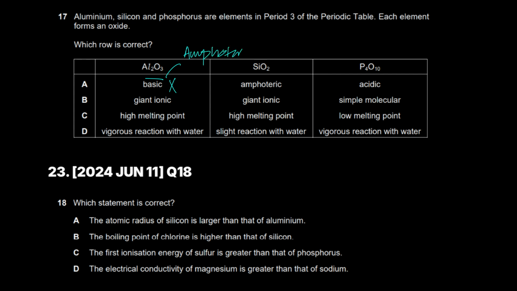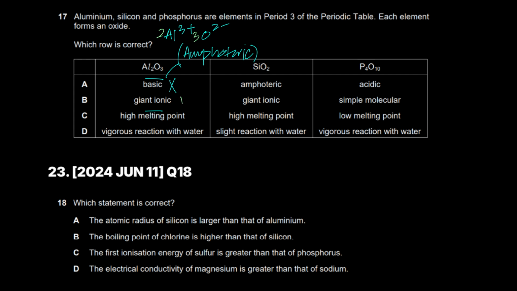Aluminum oxide is an amphoteric oxide. It can act as a base when reacted with an acid, and it can act as an acid when reacted with a base, right? To give you salt and water, obviously. Is it giant ionic? Absolutely. It's an ionic compound. Aluminum has a charge of 3+, O is 2-, and you have 2 aluminum for 3 O2-, and this is in fact a giant ionic lattice.